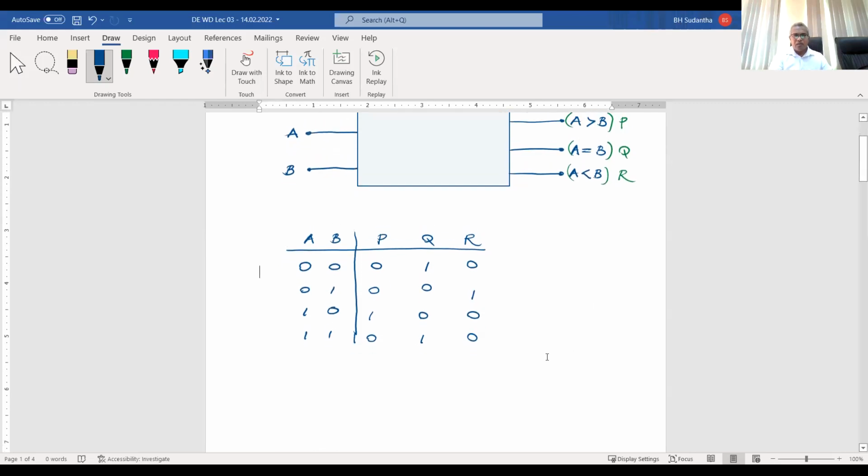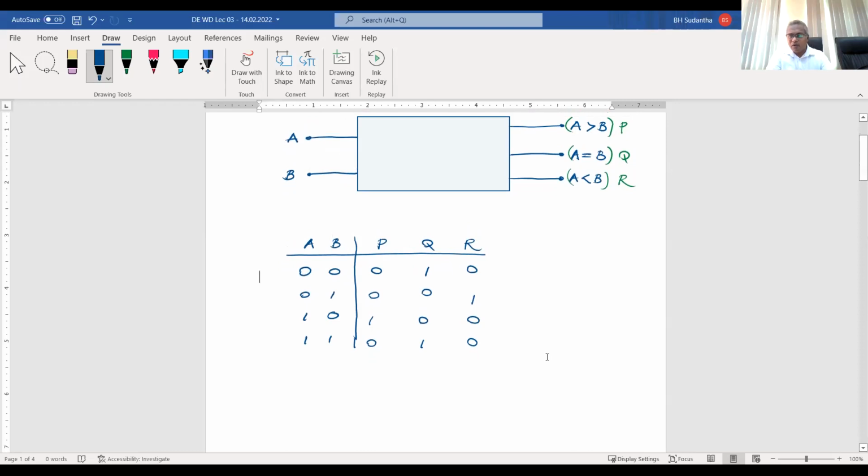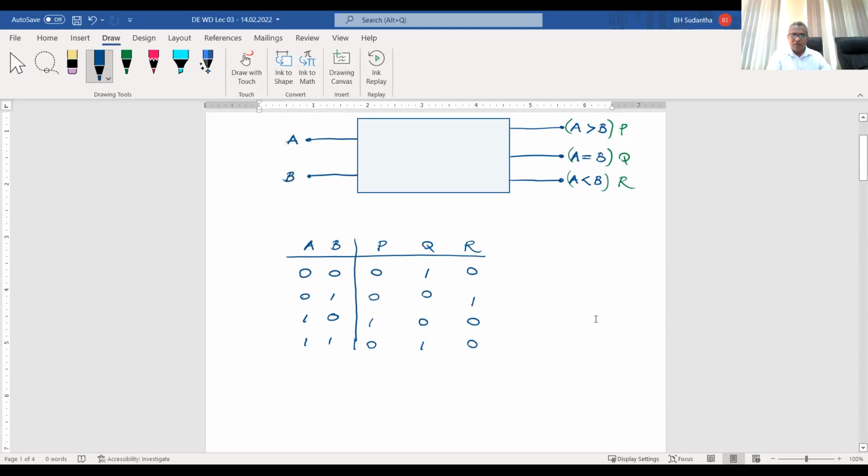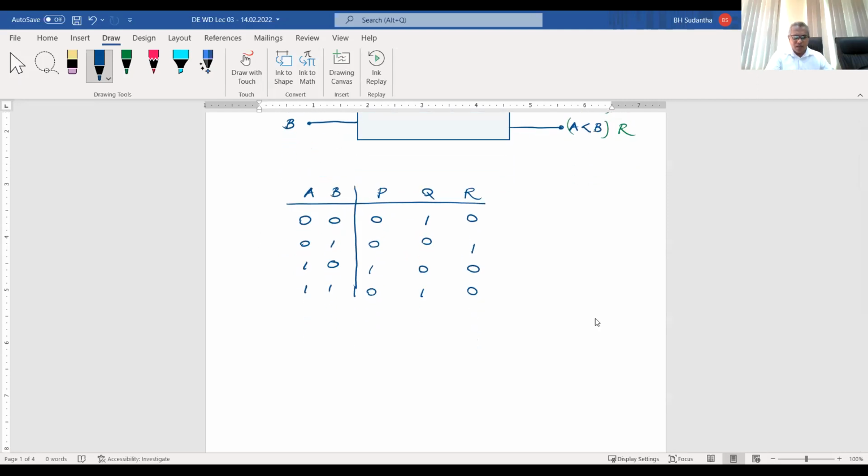Then how many output equations do we have to write? Three, yes, exactly correct. Three equations we have to write. Why? We have 3 output lines. Then for P, we have to write 1 equation. To write P, we have to consider this column.